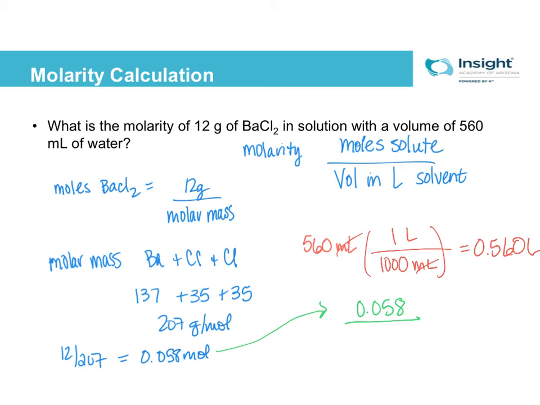So to plug this all in, 0.058 on top, and 0.560 liters on the bottom, which ends up giving me 0.10 molar BaCl2. All right. Very often you are going to see your volumes given to you in milliliters, so just remember, to go from milliliters to liters, you just divide by 1,000.